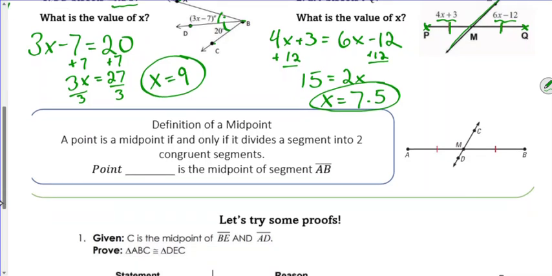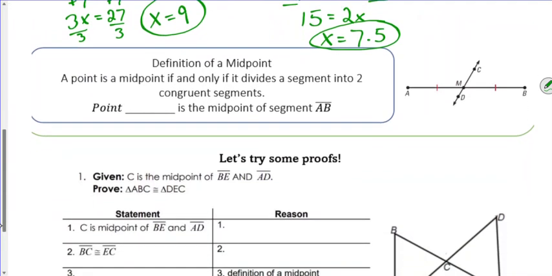We've actually calculated midpoints before. Now we're just going to define them. The definition of a midpoint is a point. It is a midpoint if and only if it divides a segment into two congruent segments. That should sound really familiar because it's the exact same thing as a segment bisector, except it's a point. Instead of being a line, it's a point, but it's still splitting it into two congruent segments. So in this case, point M is the midpoint of segment AB.